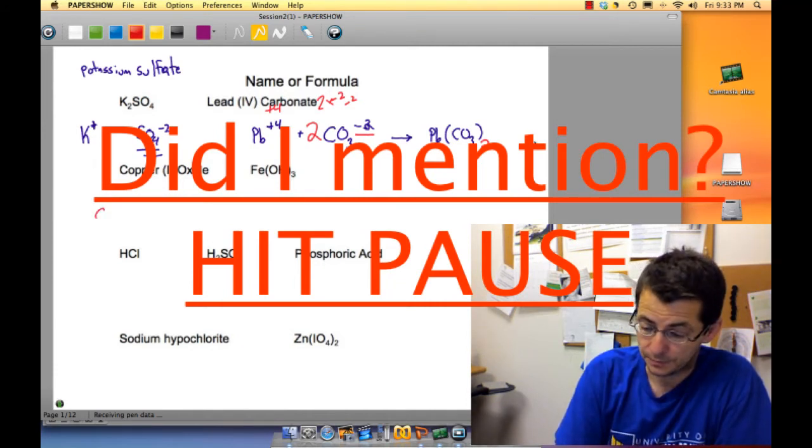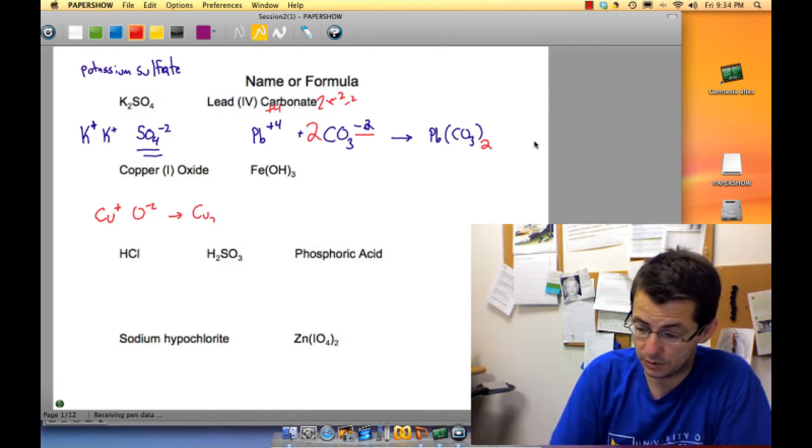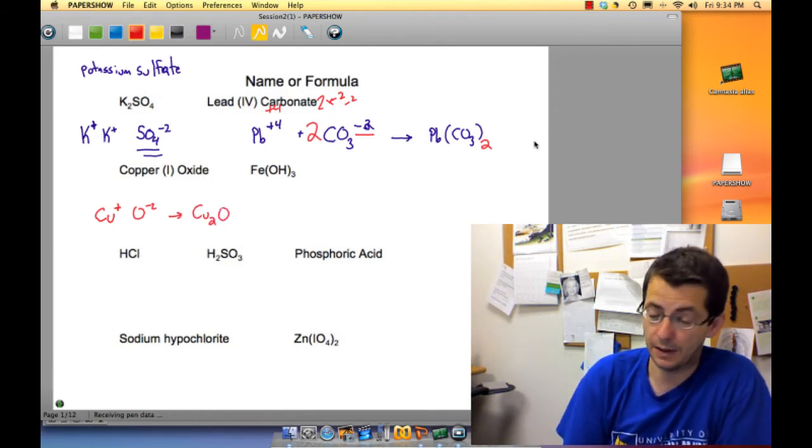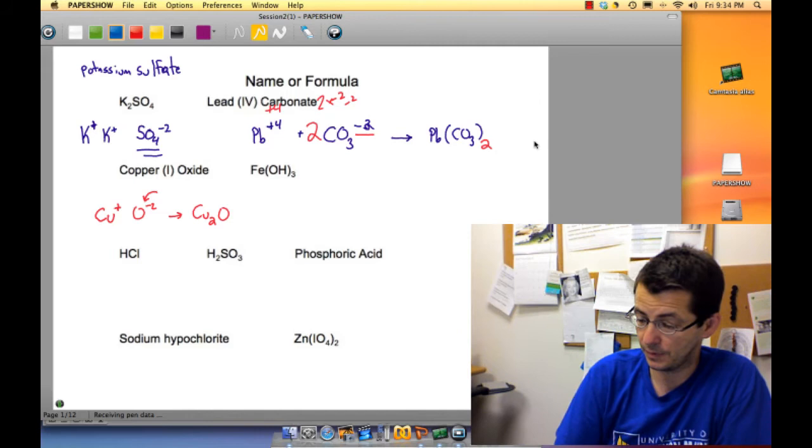So, copper oxide, copper 1 oxide is a copper with a +1 charge. Oxide is O minus 2. So the balanced formula would be Cu2O. Again, we can tell this oxygen is based on its common charge on the periodic table.